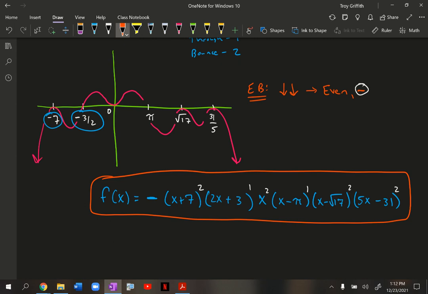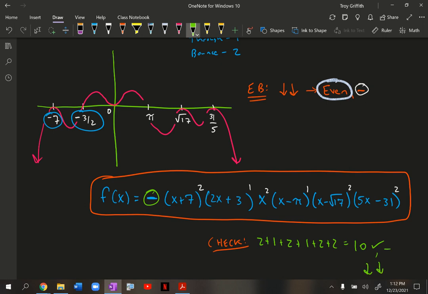And if you just want to check, we said earlier that the multiplicity on this function had to be even because of the fact that I was going down, down. I'm just going to check here. I've got a 2, a 1, a 2, a 1, a 2, and a 2. And if I add all these together, that's 3, 5, 6, 8, and 10. And that checks out because that is even. And as mentioned, my function is negative, which is going to create that end behavior of down, down.